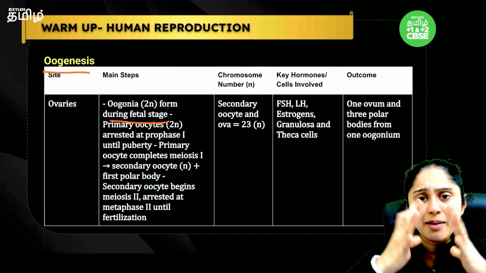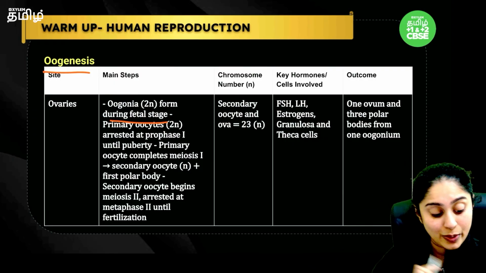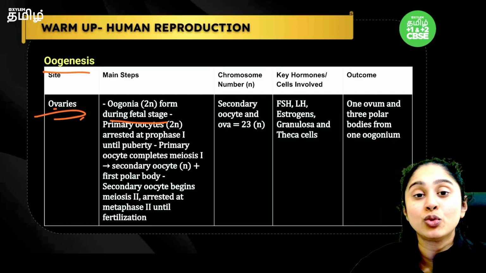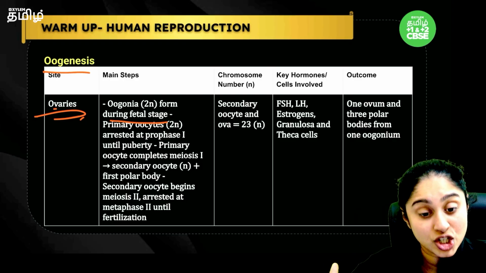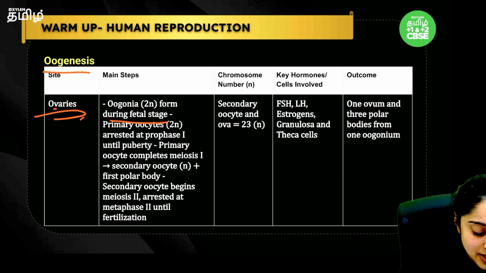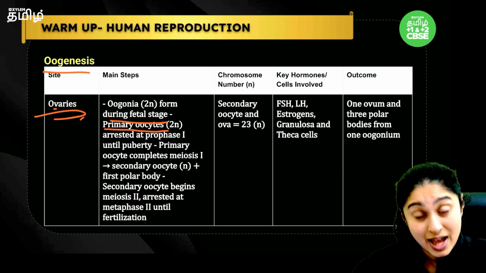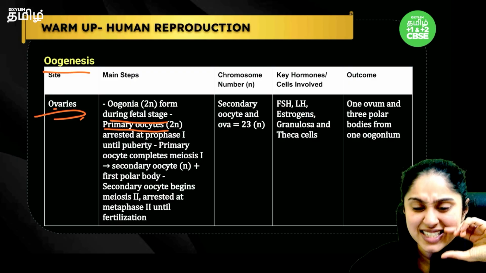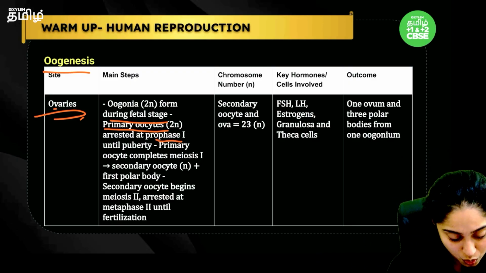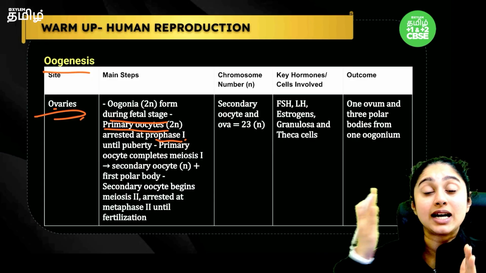Okay, but the same process is going to happen, and where is it going to happen? It is going to happen in the ovaries. Inside the ovaries we have the oogonium, which will differentiate and form the primary oocyte. Now this happens in the embryonic stage itself. This primary oocyte will start meiosis and immediately get arrested at prophase 1. Okay, and it will wait until puberty.